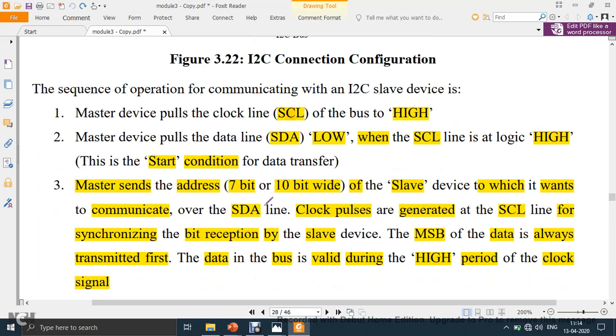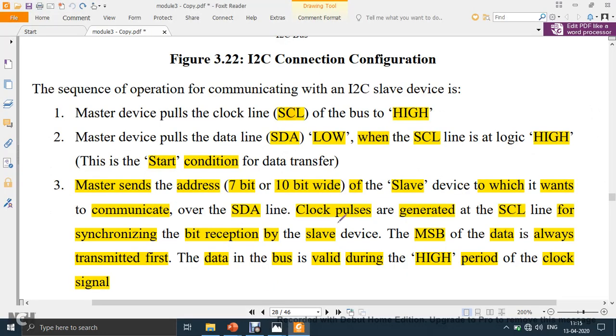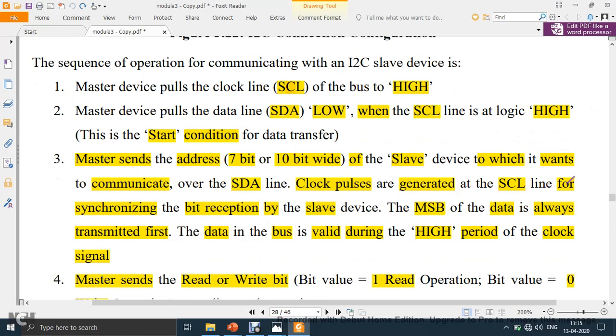Over the SDA line. Where will this 7-bit address be sent? Over the SDA line. You can see the SDA line. After initiation, it is sending the 7-bit address: A6, A5, A4, A3, A2, A1, A0. So totally 7 bits, starting from the MSB. First the MSB is sent and then the last bit is the LSB. Clock pulses are generated on the SCL line, synchronizing the bit reception. The MSB of the data is sent first.